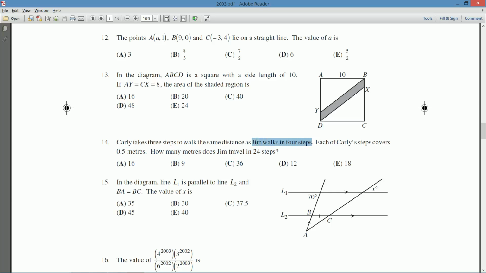So Jim walks 4 steps the same way Carly takes 3 steps. So how many sets of Carly steps does it take for Jim to do 4 steps? Well, there's 3 Carly steps in every 4 Jim steps. We've got 24 Jim steps. So 24 divided by 4 is 6, times 3 is 18. 18 of Carly's steps would be 18 times 0.5 meters. That'd be a great way to do it. And we'd get 18 times 0.5, so 9, I'm going to say is my answer.